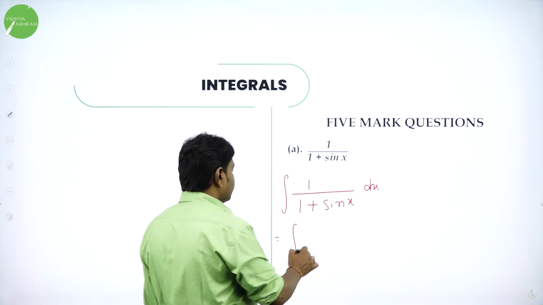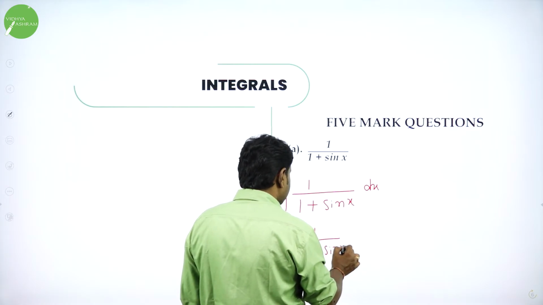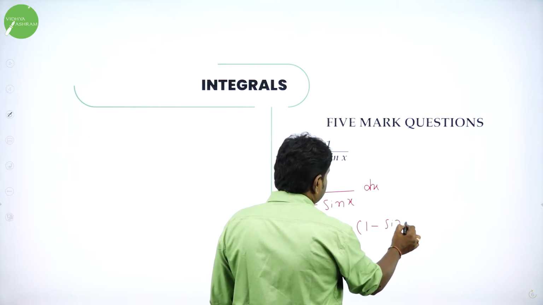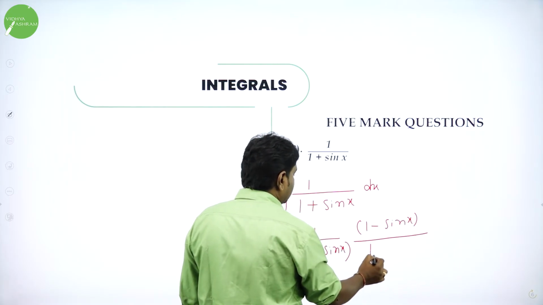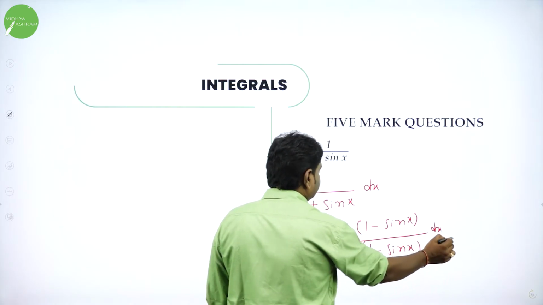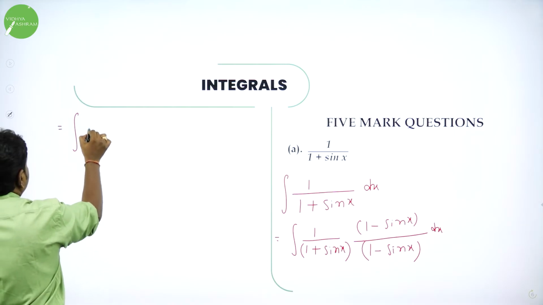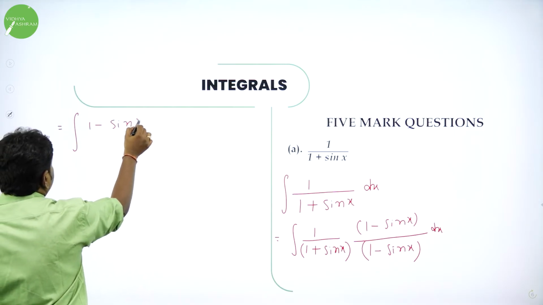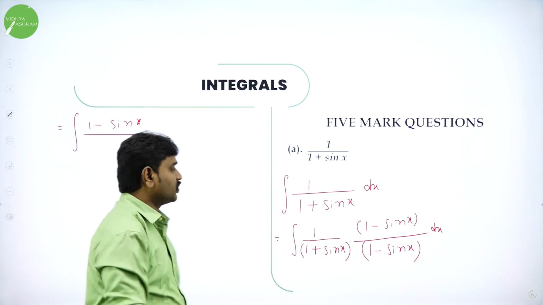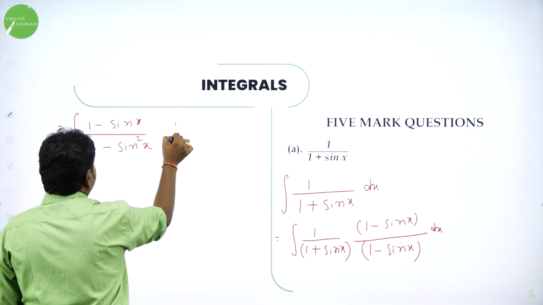And what is the rationalizing factor for 1 plus sin x? For 1 plus sin x, the rationalizing factor is 1 minus sin x. So this 1 plus sin x given, divide and multiply by 1 minus sin x, that is 1 minus sin x by 1 minus sin x with respect to x. Numerator is integration of 1 minus sin x. Denominator is a plus b into a minus b. A plus b into a minus b is what? A square minus b square. So it will become 1 minus sin square x dx.